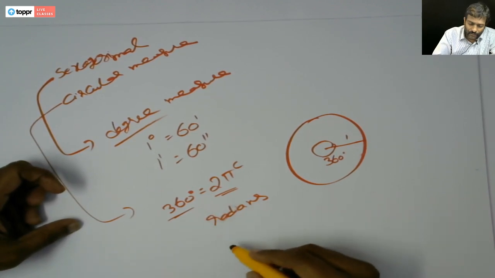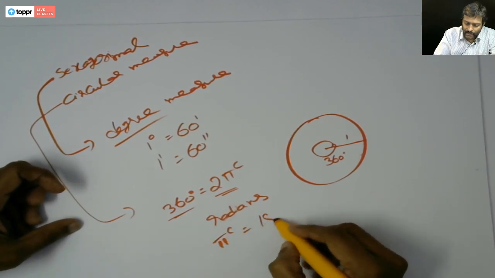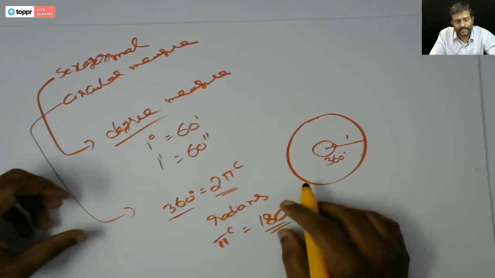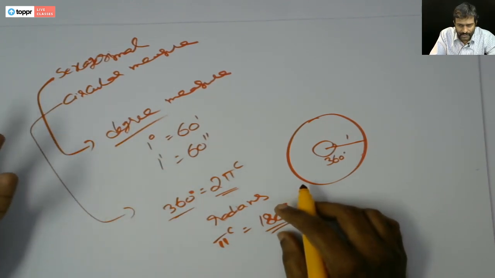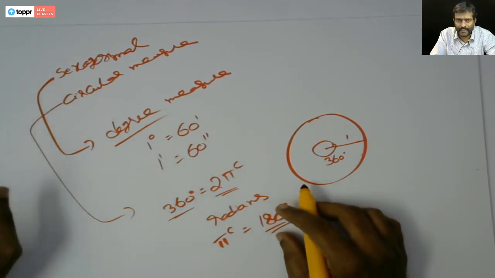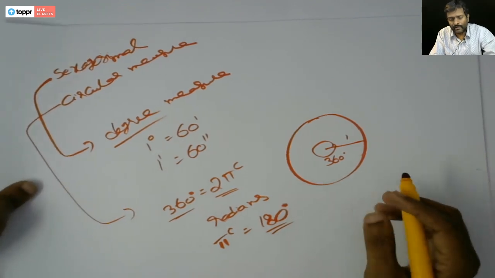So the standard form is that pi radians is equal to 180 degrees. This is how we convert the degree measure into radians and radian measures into degrees. So this we all know, right?